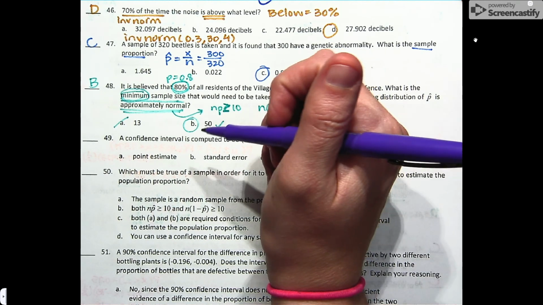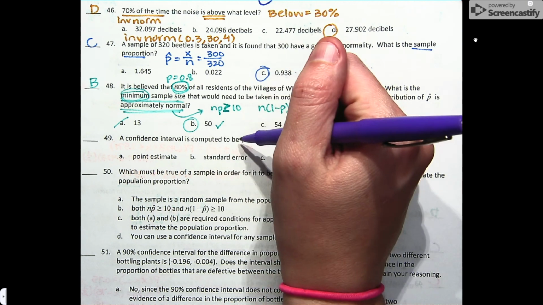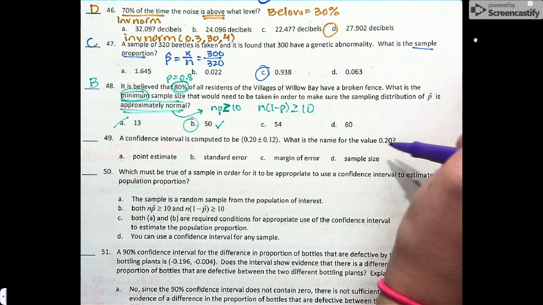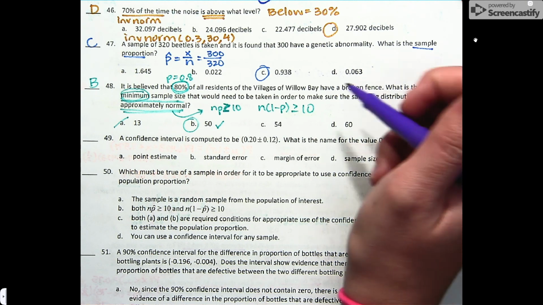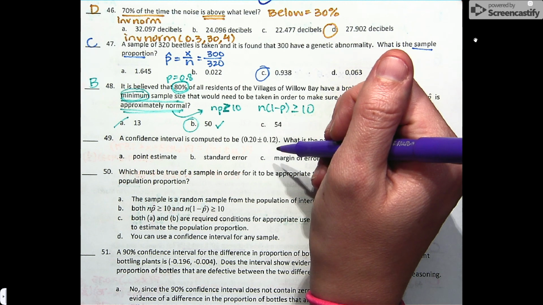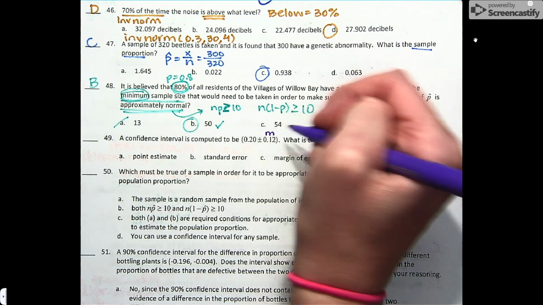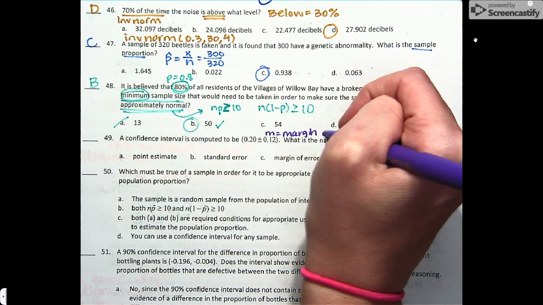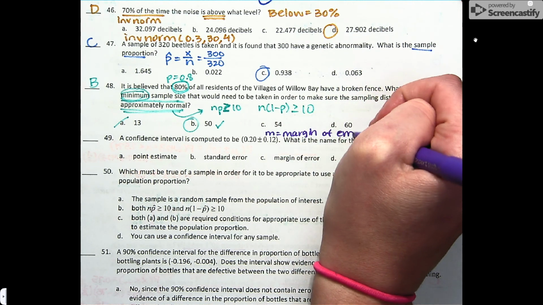Okay, we have a confidence interval computed to be 0.2 plus or minus 0.12. What's the name for the value 0.2? Well, remember when you calculate a confidence interval by hand and not in your calculator, you add or subtract something called the margin of error. So that would be the 0.12.